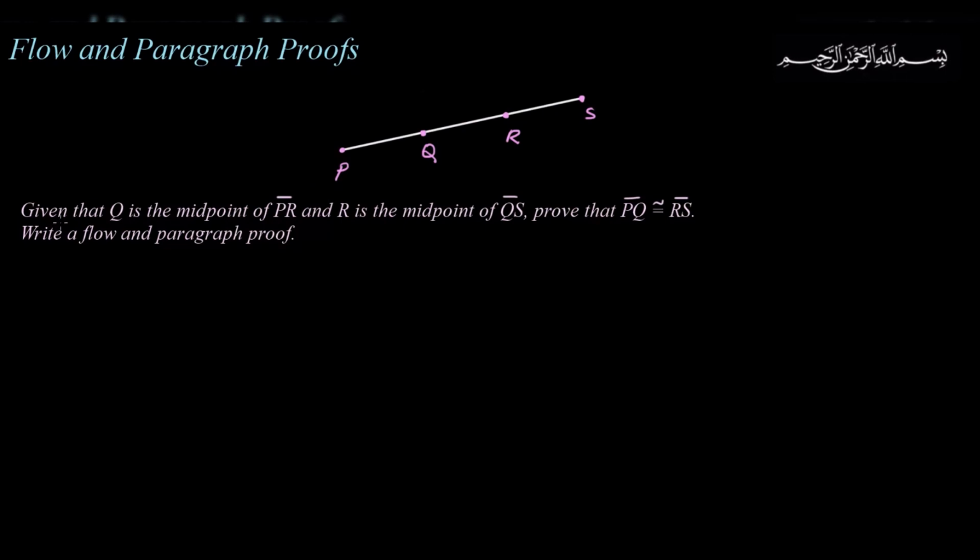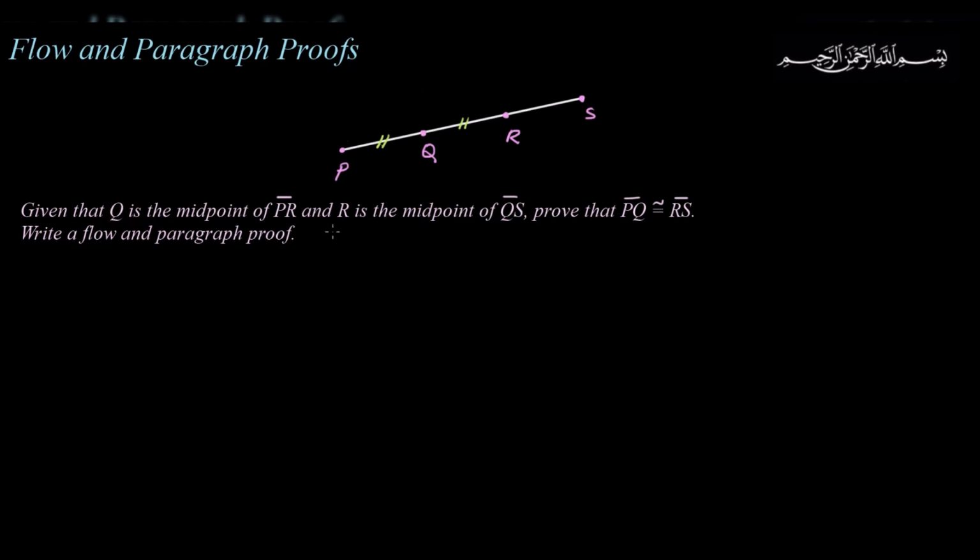So given that Q is the midpoint of PR, if you're given a diagram like this, you can basically write on it to help you think through the problems. So Q is the midpoint of PR. If Q is the midpoint of this particular segment, it means that this segment PQ is congruent to QR like this, doesn't it? That's kind of what a midpoint is, right?